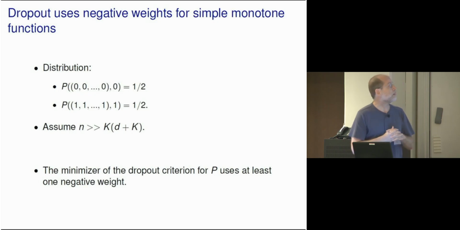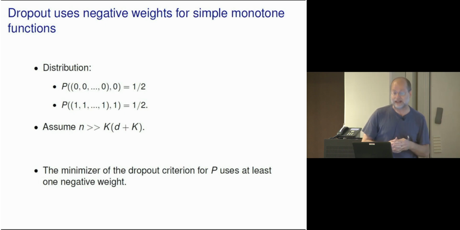So suppose we build a distribution that's concentrated on just two examples. One example with all 0 inputs and a 0 output, and another example with all 1 inputs and a 1 output. So if you have enough hidden nodes, the minimizer of the dropout criterion actually must use at least one negative weight.